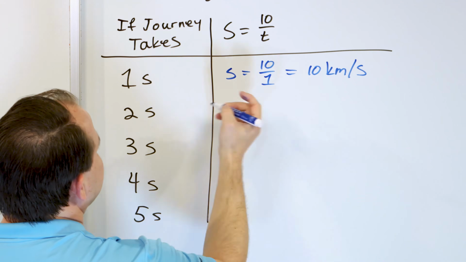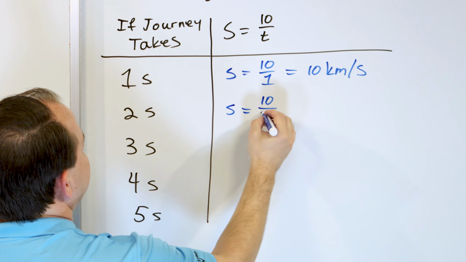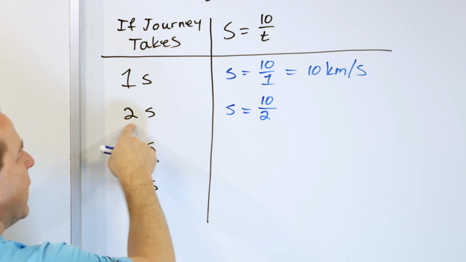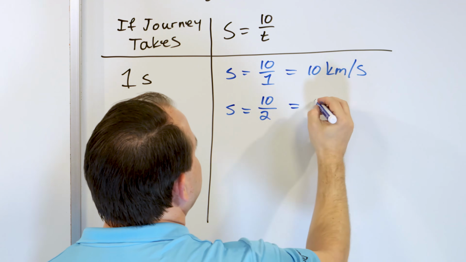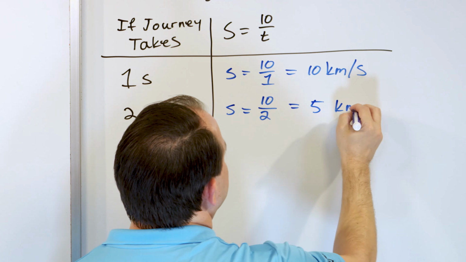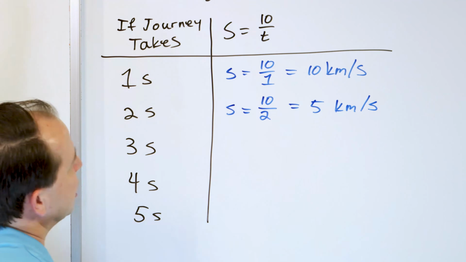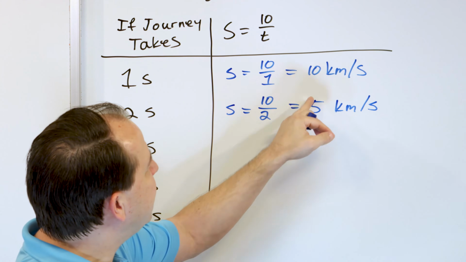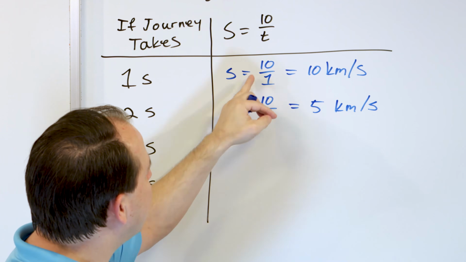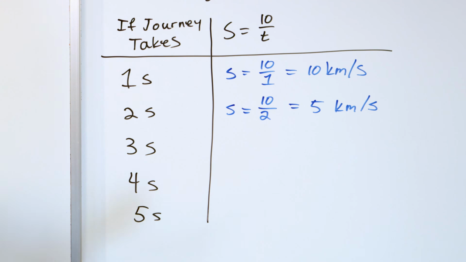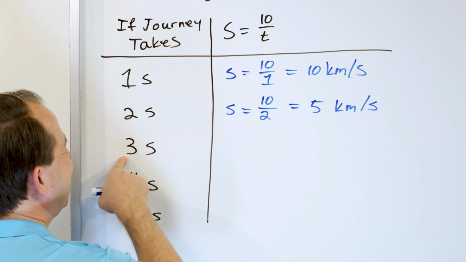So here for this guy, I still went 10 kilometers, but it took me 2 seconds. So it took me longer, right? And so when I take 10 divided by 2, it actually takes me 5 kilometers, or my velocity, my speed turns into 5 kilometers per second. Notice that the speed is actually half because it took me twice as long to go that distance. So that makes sense.